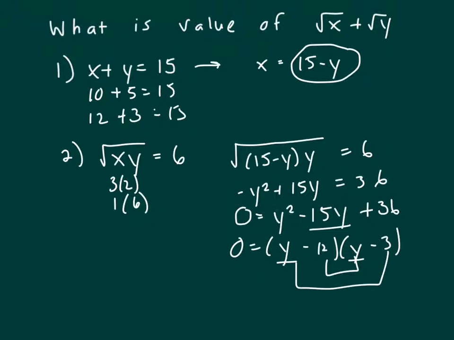So you set both of those equal to 0. y minus 12 equals 0, and that gives you y equals 12. y minus 3 equals 0, and that gives you y equals 3.